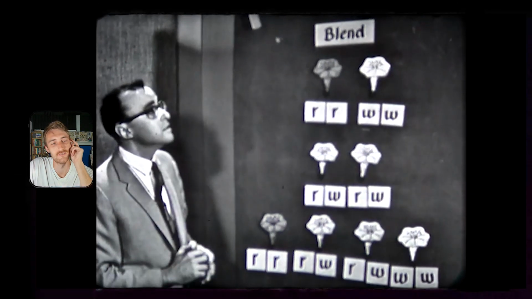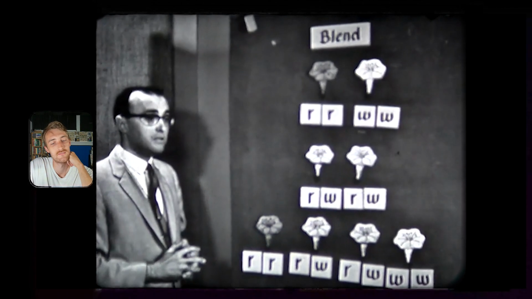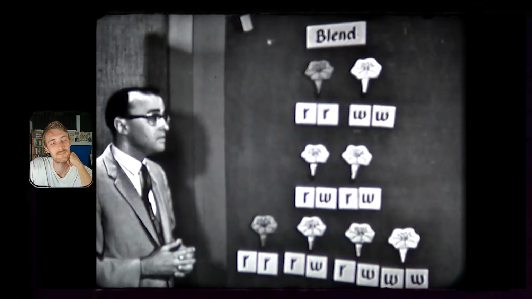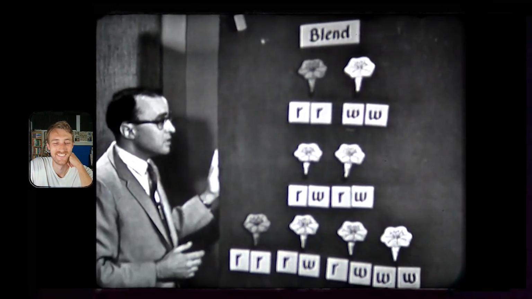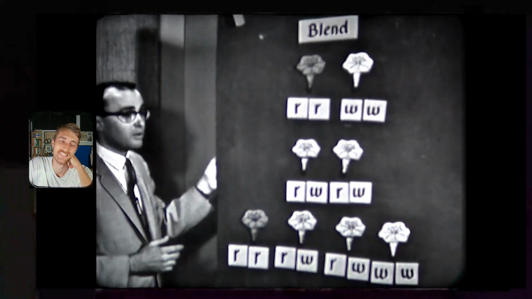We can't do this where we have dominant and recessive because we can't tell the hybrids from the pure dominant, because they both look the same.